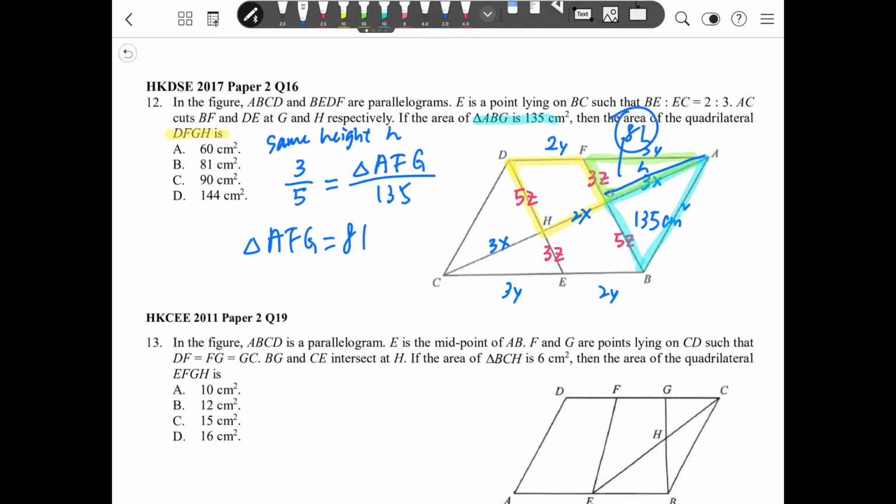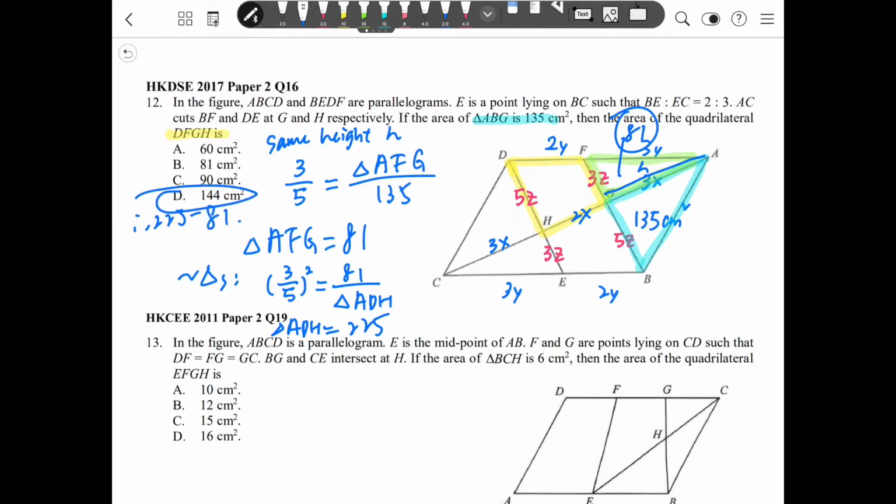Okay, if so, then we can find the yellow area as well by having another similar triangle. For the other part, similar triangle, we use 3 over 5 for the entire area: 81 divided by the entire triangle, ADH this time. So ADH for this triangle by the calculator would be 225. So our final answer can be found: the entire area would be 225, so the final answer will be 225 minus the green one, 81, then the answer will be 144, D.